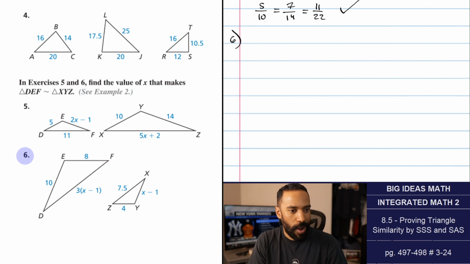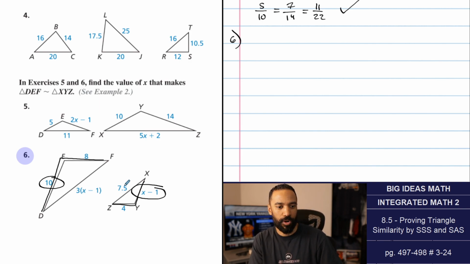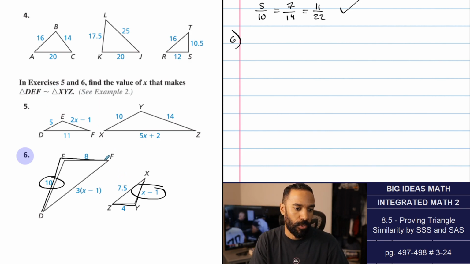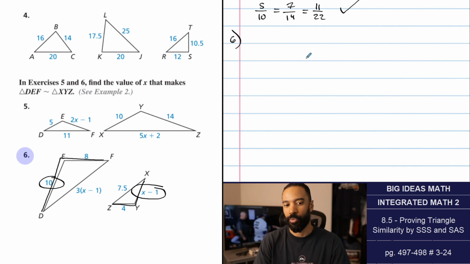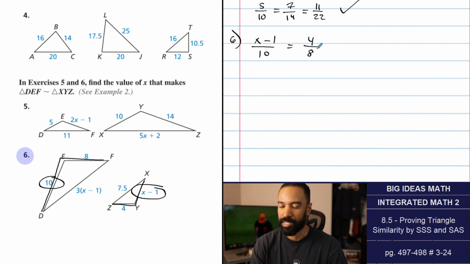Assuming that they are, they're two different things that have x's in them. I'm going to be wisest. So, by the way, DEF and XYZ looks like a rotation, if you will. So the x minus 1 corresponds with the 10, whereas the 3 times x minus 1 corresponds with the 7.5. That's by the letter order and by the appearance. I'm going to not do the 7.5 if I don't have to. The bottom has the 4 here, and the top has 8 here, and I kind of want to use those two as well. So let's do x minus 1 over 10 equals 4 over 8. That will be my test here.